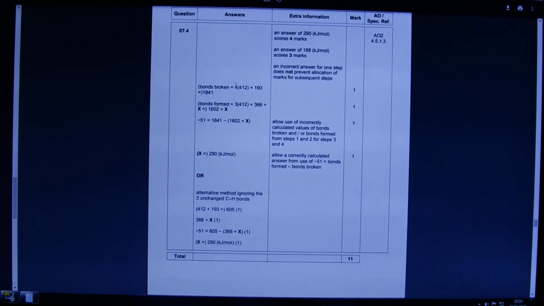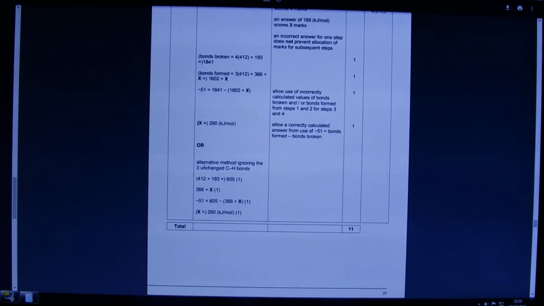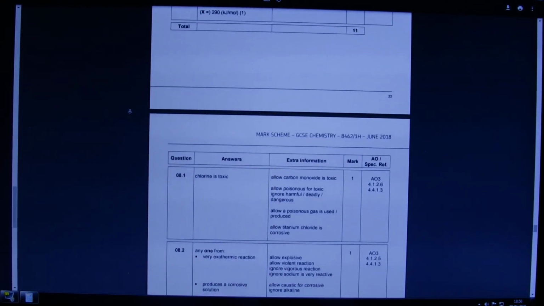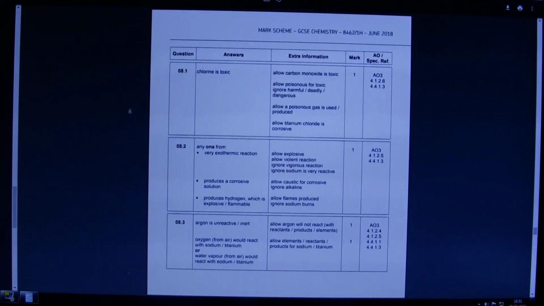Well, bonds broken is 4 times 412 plus, and bonds formed is 3 times 412 plus, rather than just ignoring the ones that are there on both sides. 290 kilojoules per mole. Oh, alternative method ignoring the 3 unchanged bonds, but you still get 290 kilojoules per mole. Cool. Chlorine is toxic. Allow carbon monoxide is toxic.